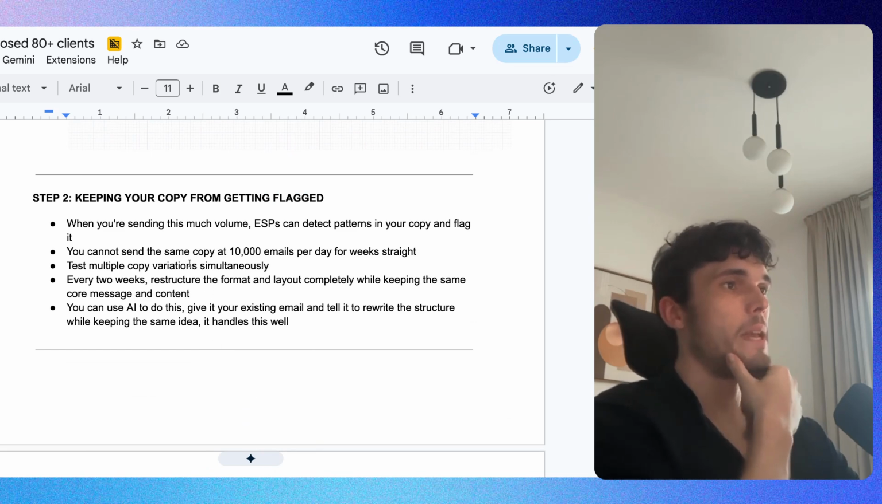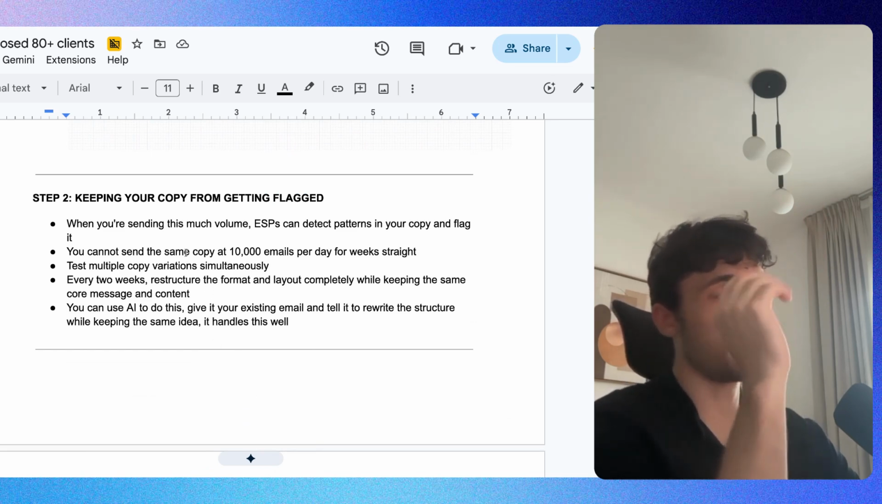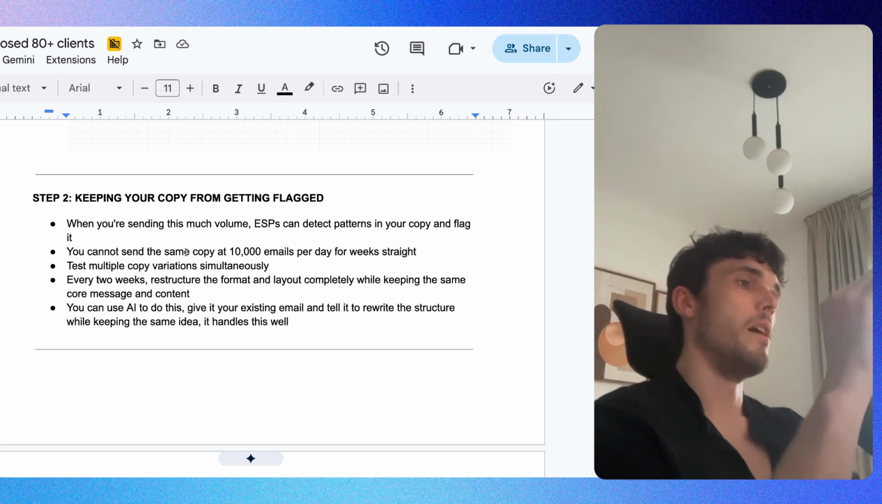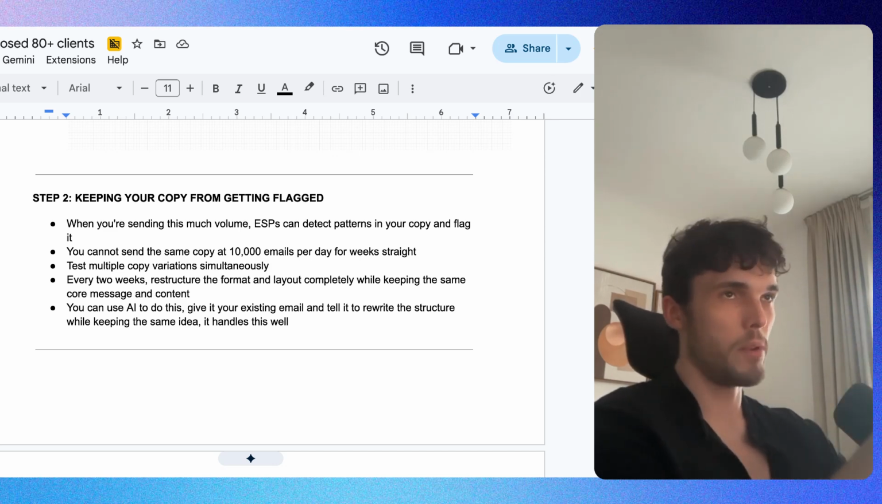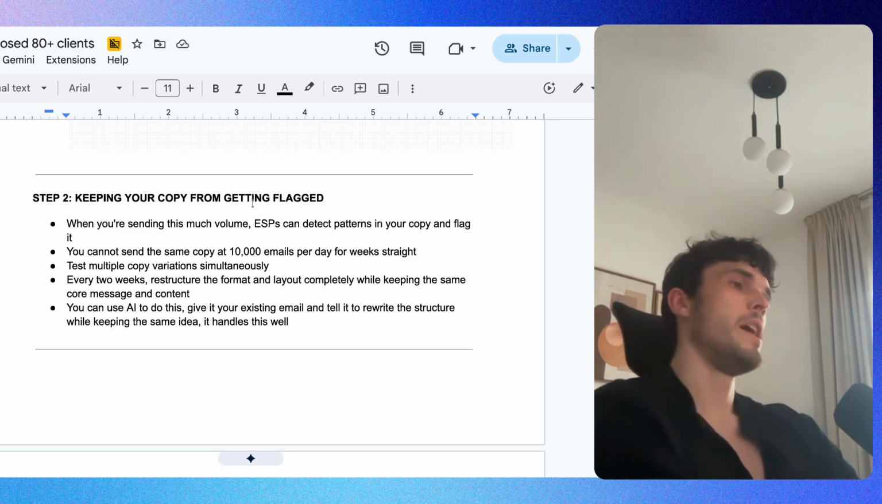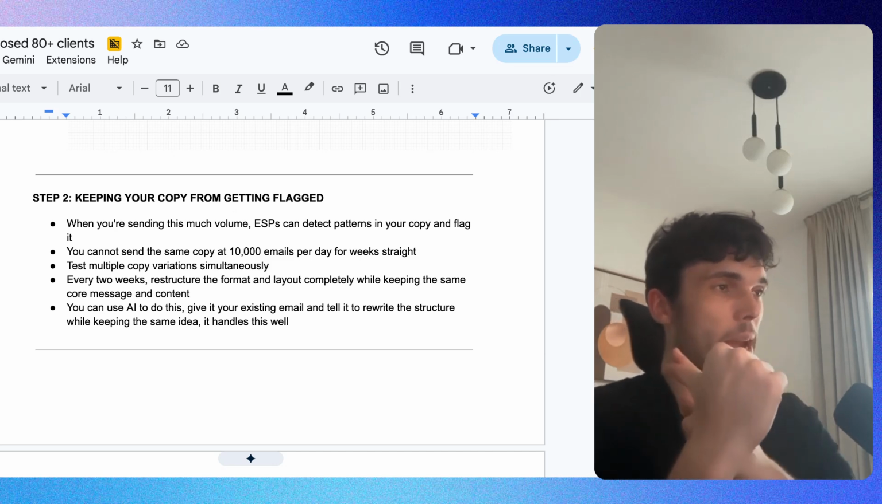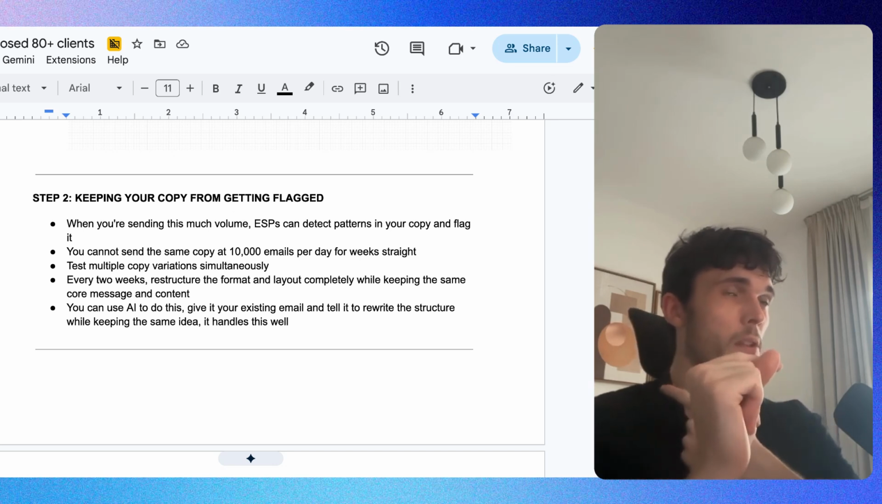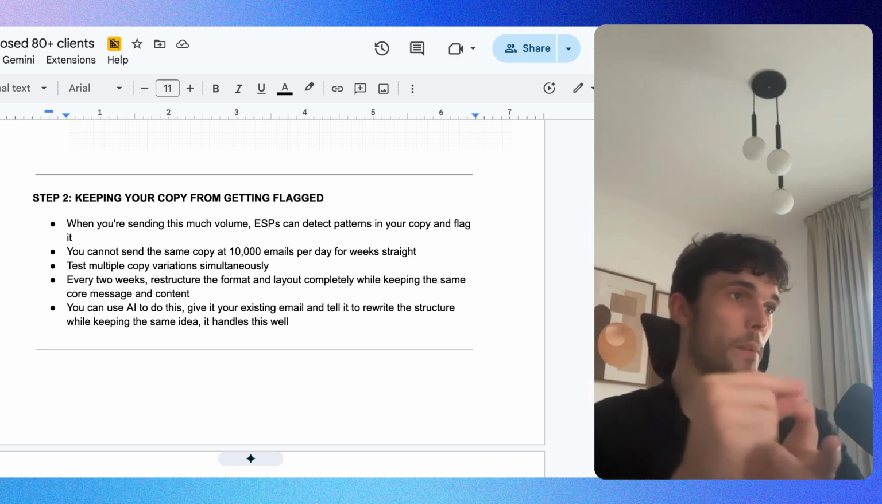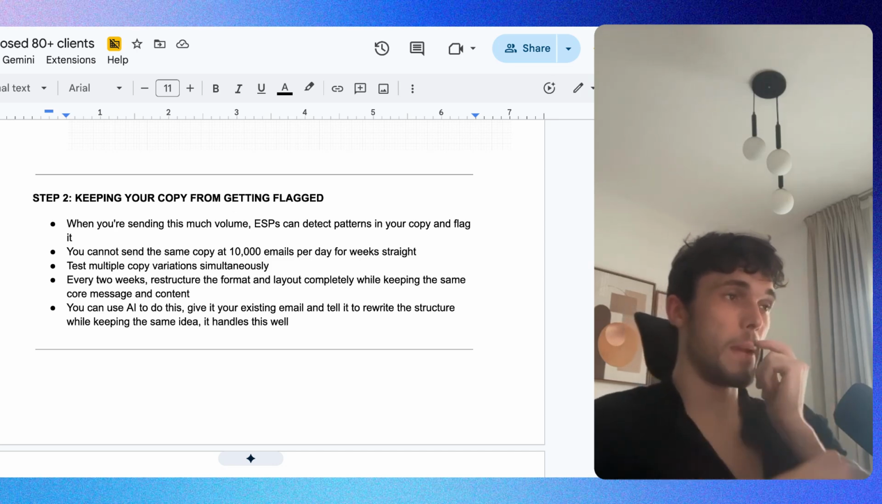So the second step is keeping your copy from getting flagged, because if you're sending 10,000 emails per day, there's a good chance that your copy is going to get flagged by the ESPs, which are the email service providers like Google or Microsoft. So these are the two main things you need to focus on: deliverability on the domain level and deliverability on the copy level, because you could have great domains, but if your copy gets flagged, it doesn't matter. You're still going to land in spam.